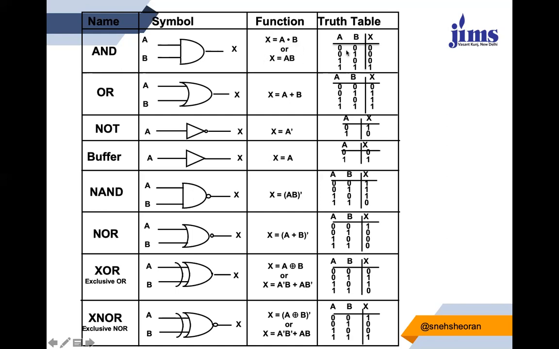Now coming to the truth table. You should first be familiar with what a truth table is. As you can see, we have three columns here: A, B, and X. A and B are your inputs, and X represents your output. You can take any variable as per your requirement. Here, A and B are my inputs.